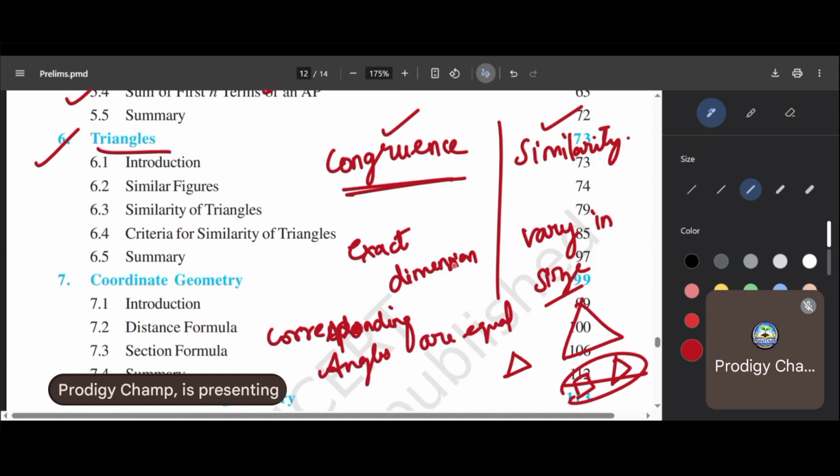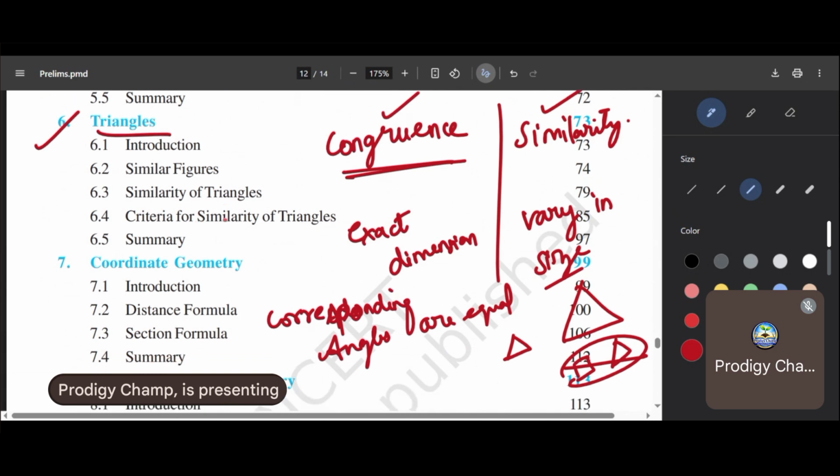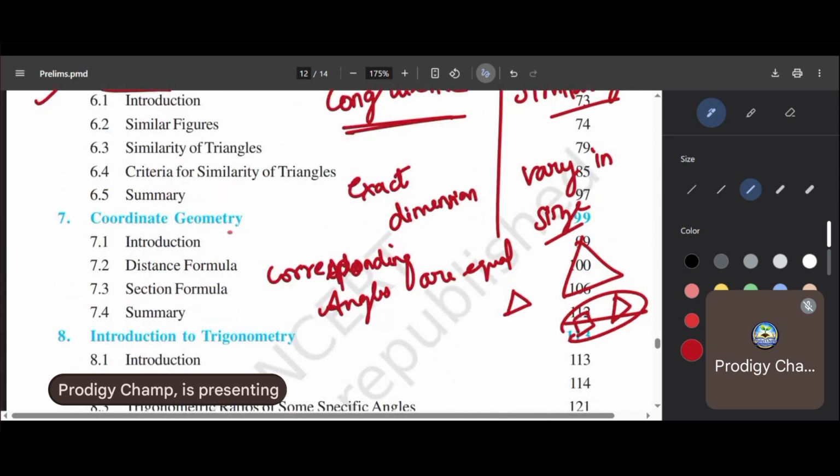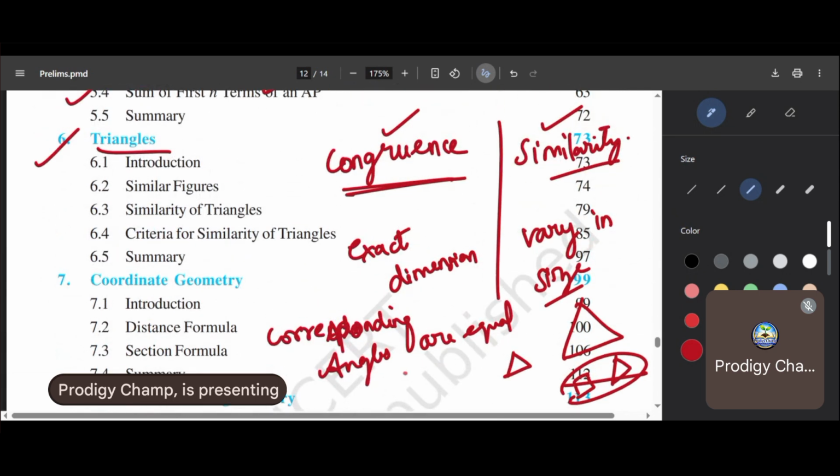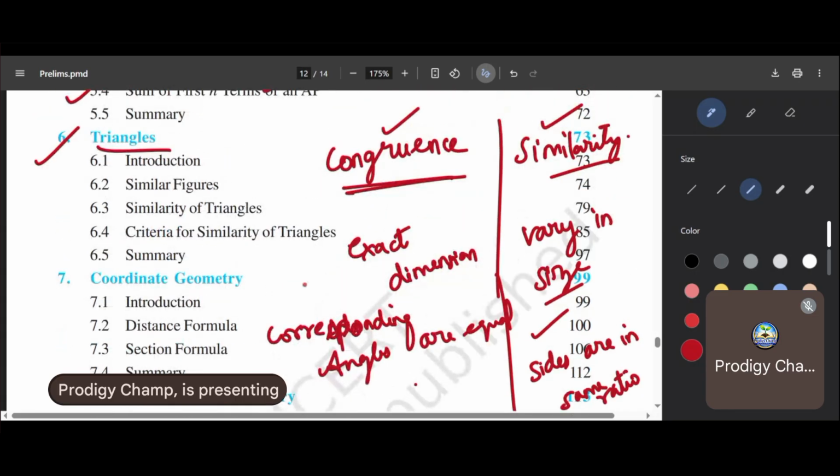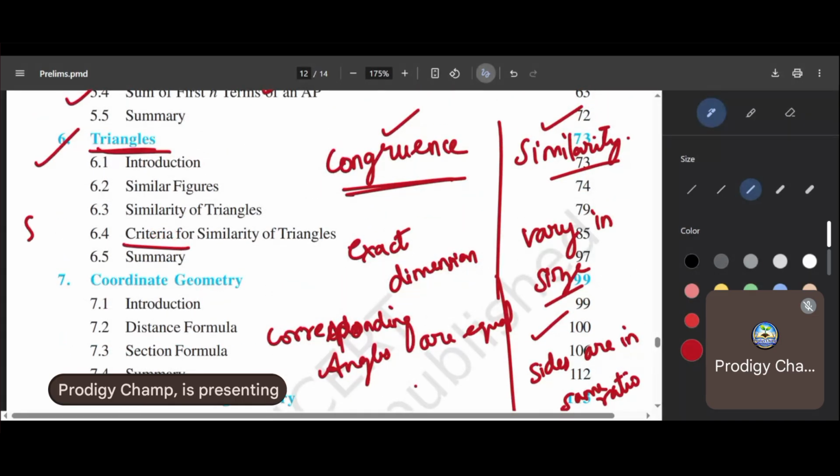And in congruent triangles, corresponding sides are also equal, right? But in similar triangles, corresponding sides are not equal. They are in the same ratio. That's all. Got it? You can just write and keep. So here angles are equal only, but sides are in the same ratio. They are not equal. Okay, that's all. So this is about triangles. We have the same criteria: SAS, ASA, SSS. All these criteria only. Got it?